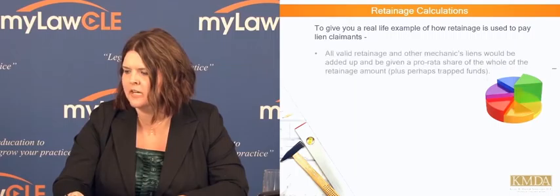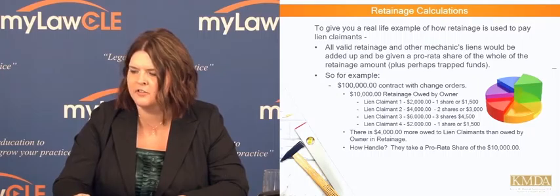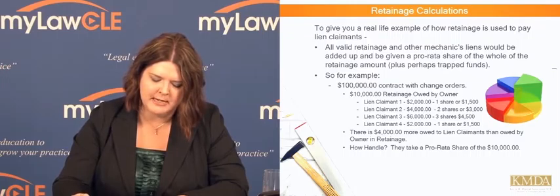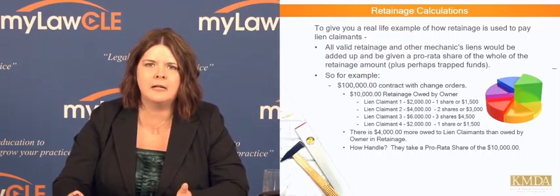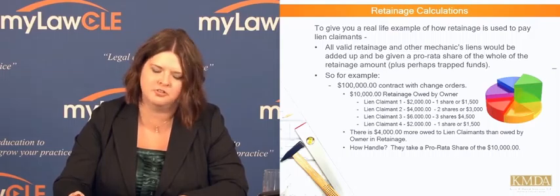I'll give you a real-life example of how we do this. All valid retainage and other mechanics liens would be added up, and they would be given a pro rata share of the whole amount of retainage. For example, say it's a $100,000 contract, and I made this simple with no change orders. Using a 10% retainage, which is really common, the owner takes 10% of $100,000. That means there's only $10,000 to give out.